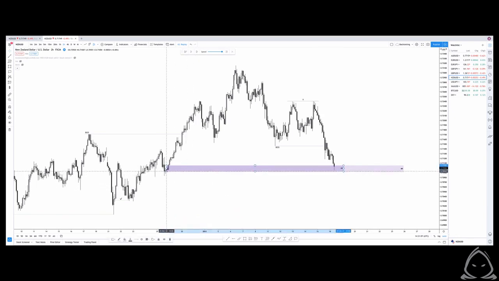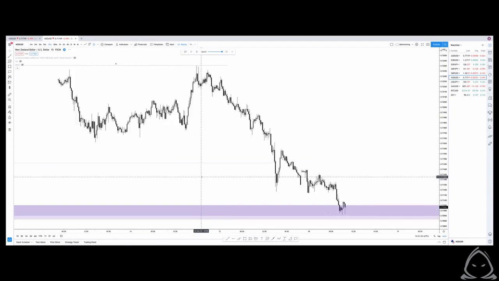So I would have refined it to this one here, because obviously this one engulfs, then this one doesn't really do anything, then we get the engulfer, then we obviously break structure with aggression. So for me, this is the candle that I've highlighted that I'd be interested in. So then drop into the 15-minute.